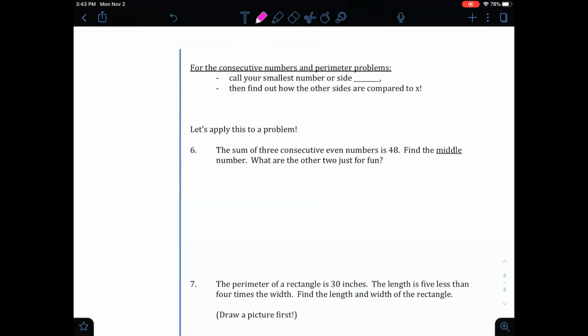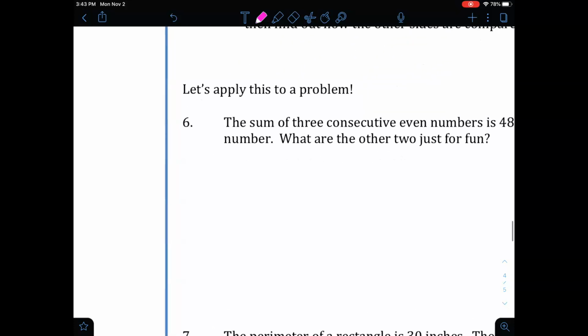For consecutive numbers and perimeter problems, you're going to call your smallest number or side x. Then you're going to find out how the other sides compare to x. So let's do number 6 together here. The sum of 3 consecutive even numbers is 48. Find the middle number. What are the other two, just for fun?